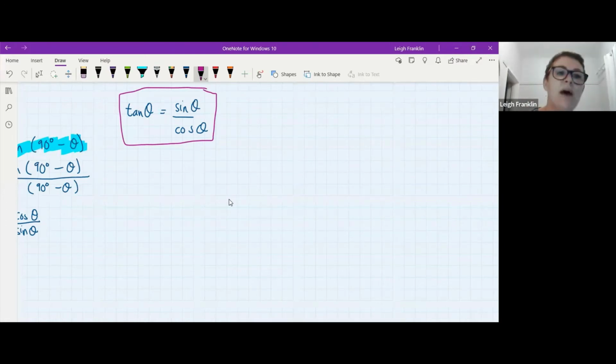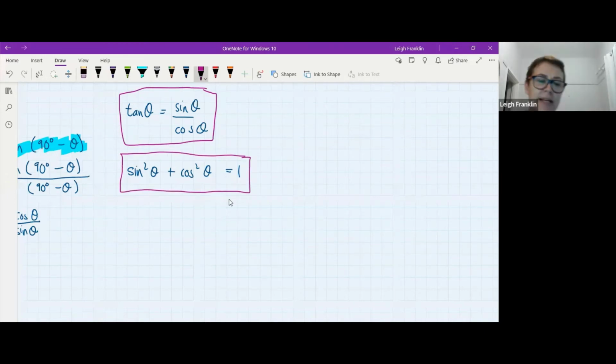And there was one other identity that you learned. Can anybody remember what that was? Sine squared theta plus cos squared theta is equal to 1? Absolutely. Sine squared theta plus cos squared theta is equal to 1, and that's referred to as the square identity.